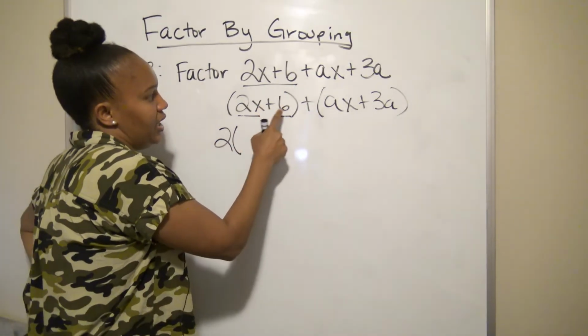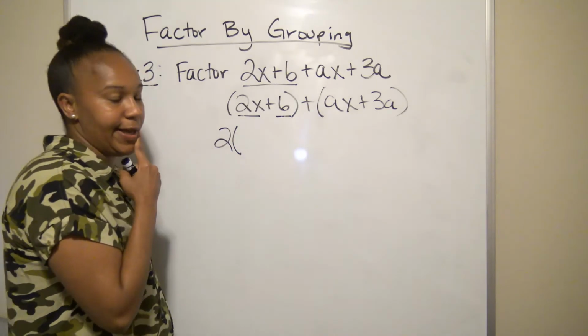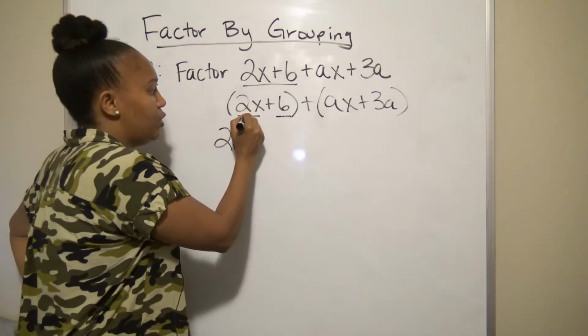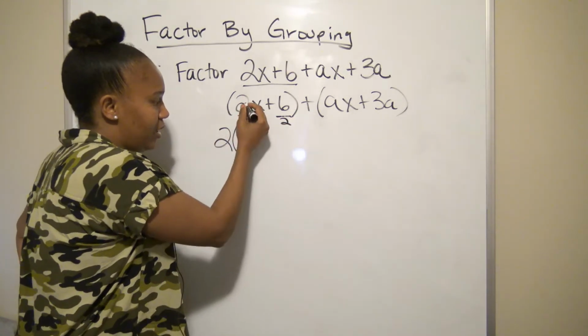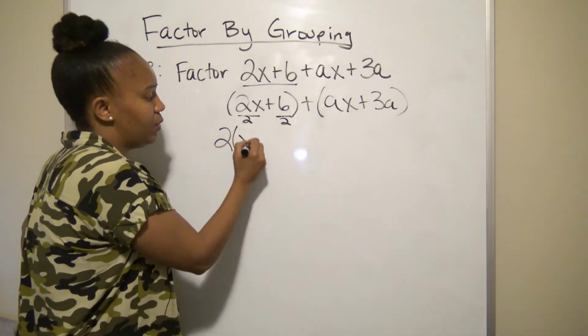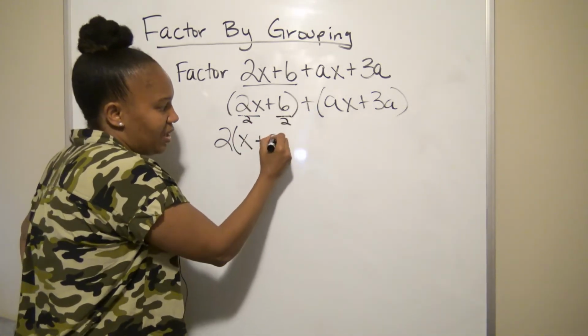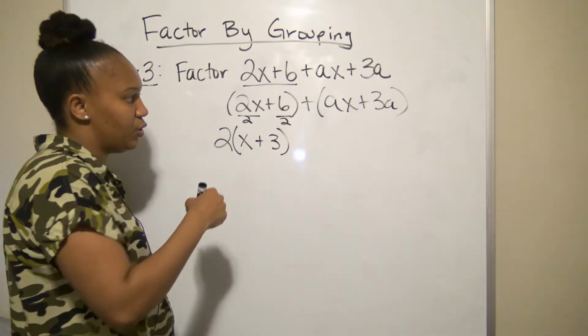Now this one has an x, but this one doesn't. So I can't pull out an x. If I take out a 2, remember I divide to see what's left. 2 divided by 2 cancels. That leaves me with x. And 6 divided by 2 is 3. So that leaves me with x plus 3.